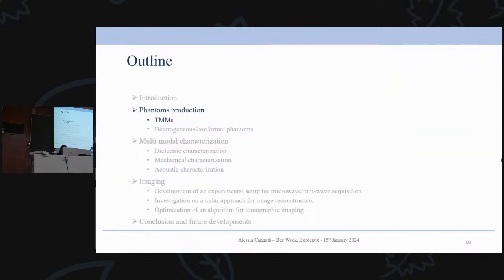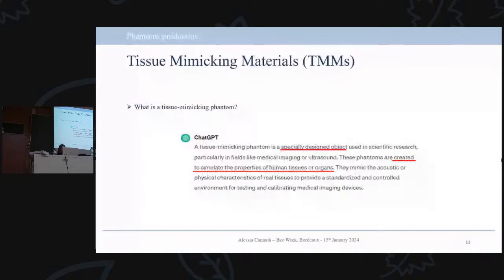Okay, let's go to the phantoms production. So you told me you know what a phantom is, okay? So I asked our best friend, and ChatGPT replied that a phantom, a tissue mimicking phantom, is an object. In my case, it is a handmade material, which is designed, which is created ad hoc, in order to simulate the properties of something, of a tissue, of an organ.